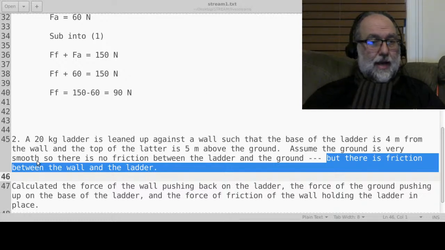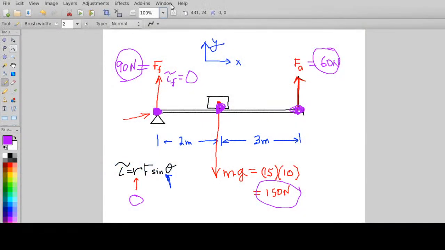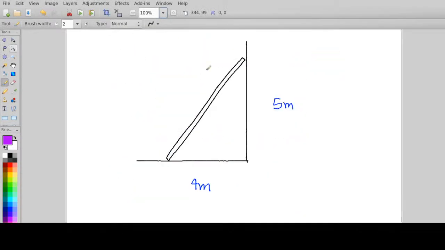Let's take a look at the diagram here, and let me switch to. There we go. There's our ladder. Let me see. Okay, good. You can see that. All right. So you can see the ladder there, and the ladder is leaning up against the wall, and of course it's being held up on the ground. And the top of the ladder here is 5 meters from the ground, and the bottom of the ladder is 4 meters from the wall, like that. And the ground is slippery. It's the wall that has friction.